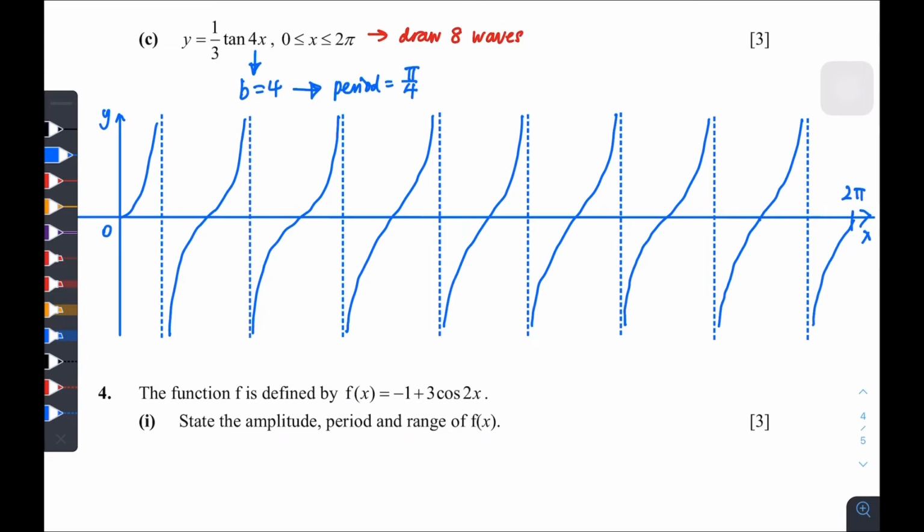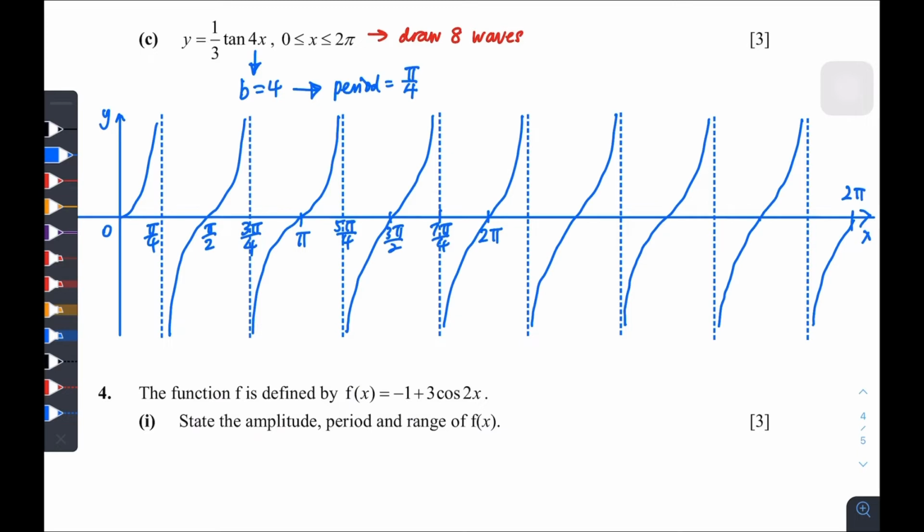Then we just label one by one. So this is pi over 4, pi over 2, 3 pi over 4. Okay, so we go quarter pi by quarter pi. Okay, so 3 pi over 2. This one is 3 pi over 2. So this is going to be 3 pi over 4. So this is going to be 1 pi. 5 pi over 4, 6 pi over 4, 3 pi over 2. Then 7 pi over 4, this will be 2 pi.